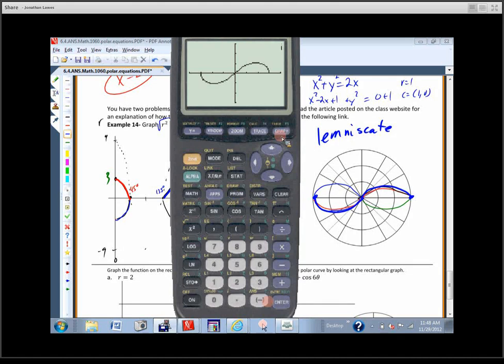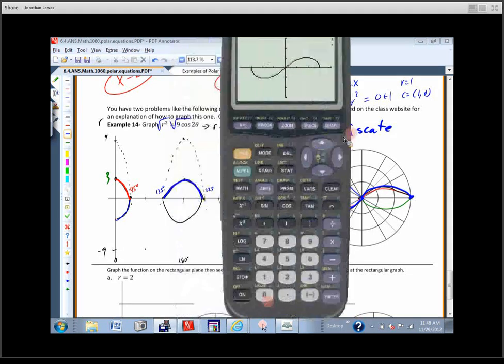It's trying to graph right now, and what it's trying to graph is this stuff right here. It's going to pick up in just a second again, and it's going to start here, and it's going to start over here. And there it is. Okay? All right. Any questions?